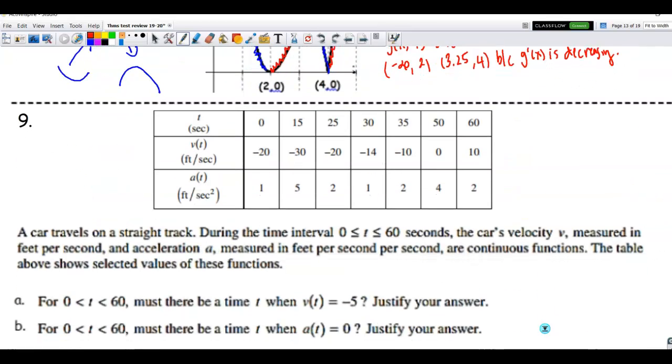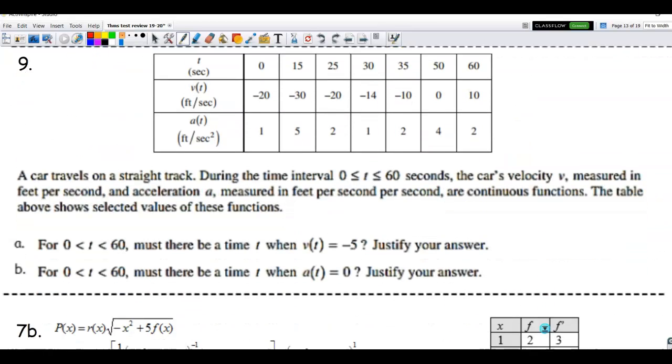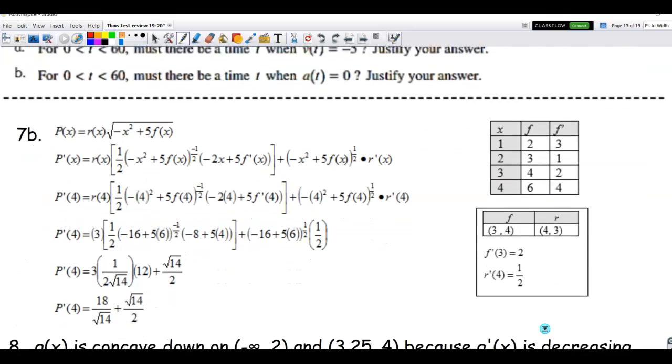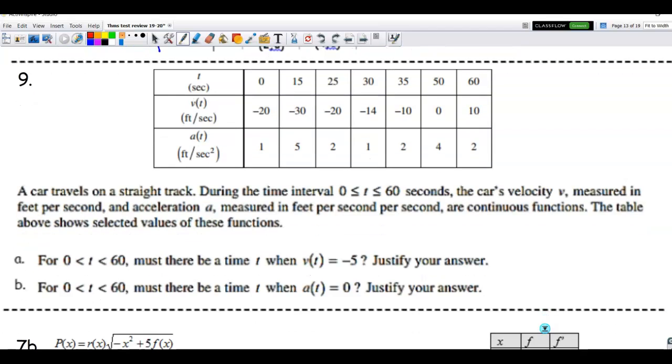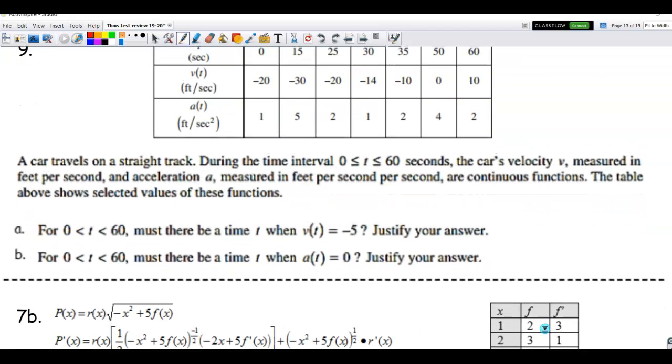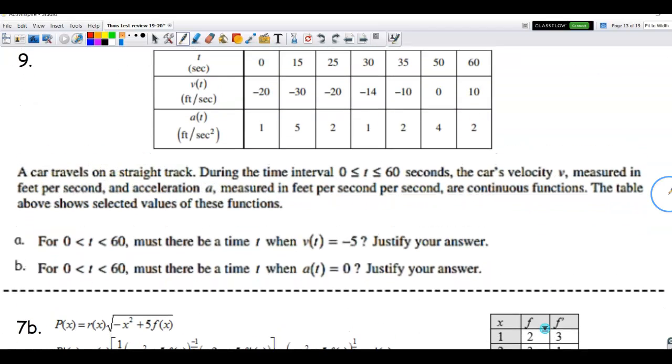And finally, number 9, looks like we're going back to another theorem problem. Oh, I had 7b down here. Oh, I was wondering where those answers were. Number 9, now we have a car on a straight track. We have an interval from 0 to 60. The car's velocity is measured in feet per second. So here we have time. Here we have velocity. And here we have acceleration.